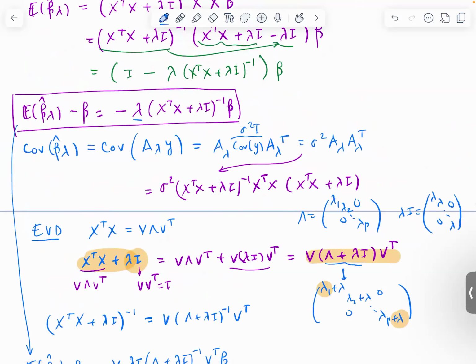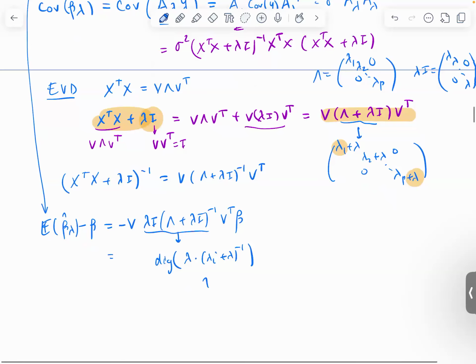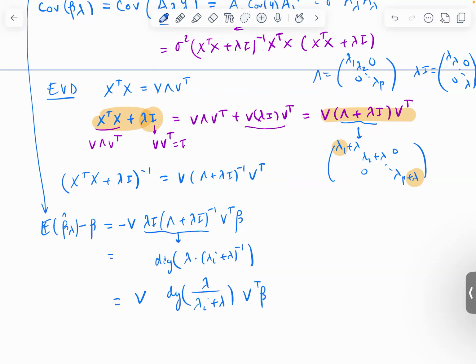This lambda, I can write it as lambda I and move it inside. It just doesn't matter. So this whole thing is a diagonal matrix, with these elements: lambda times lambda I plus lambda inverse. In other words, it would be lambda divided by lambda i plus lambda. Then you multiply diagonal matrices as if you're multiplying scalars. So this gives you a very simple formula for the bias: you get V, this diagonal matrix, and then V transpose beta. Sounds good.